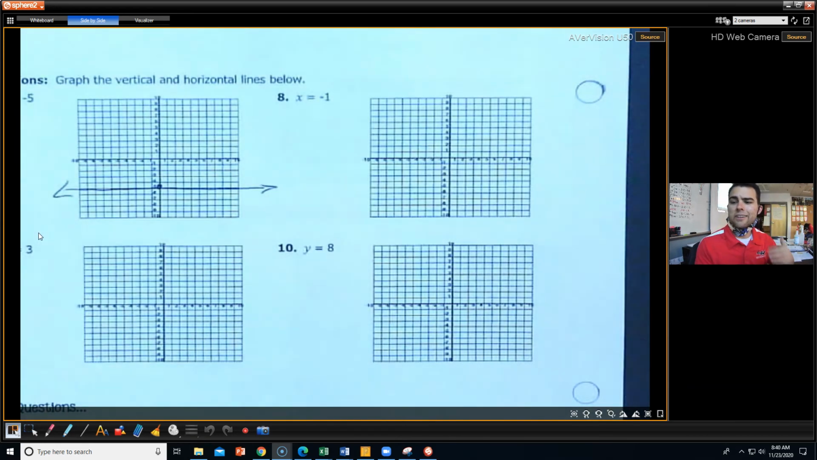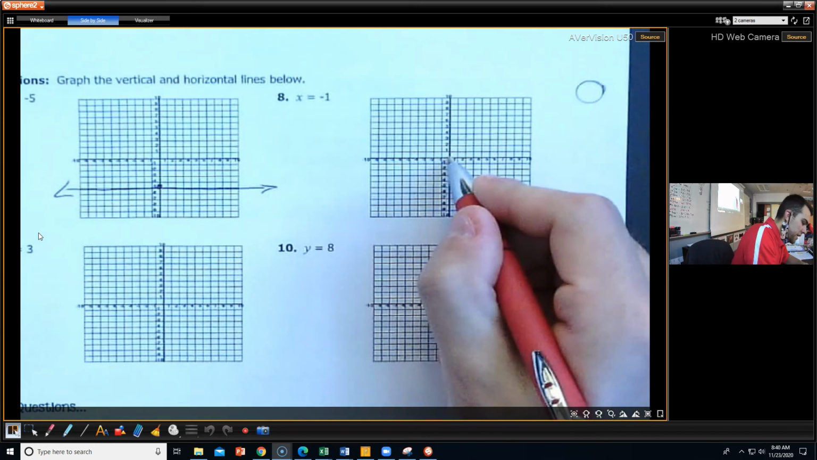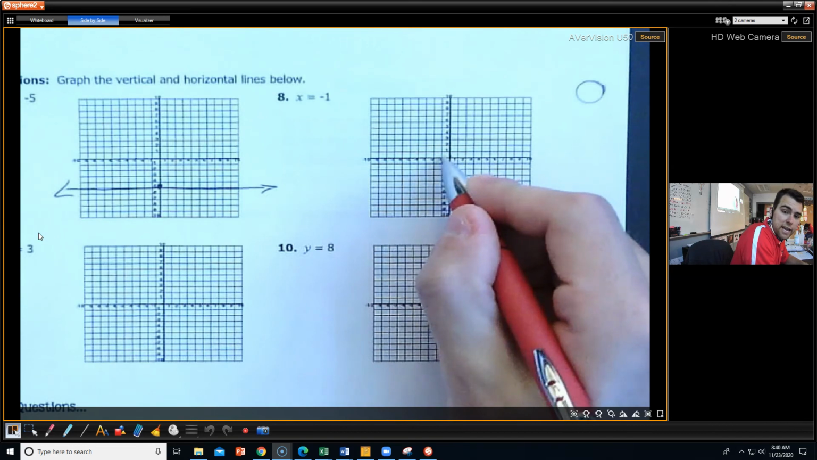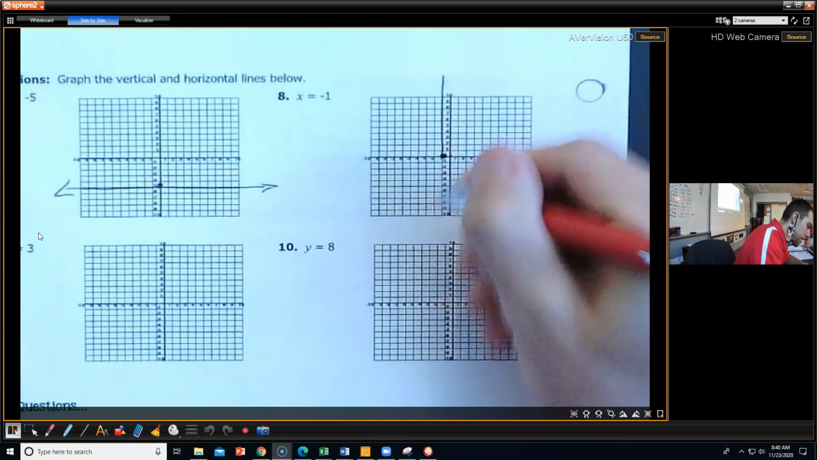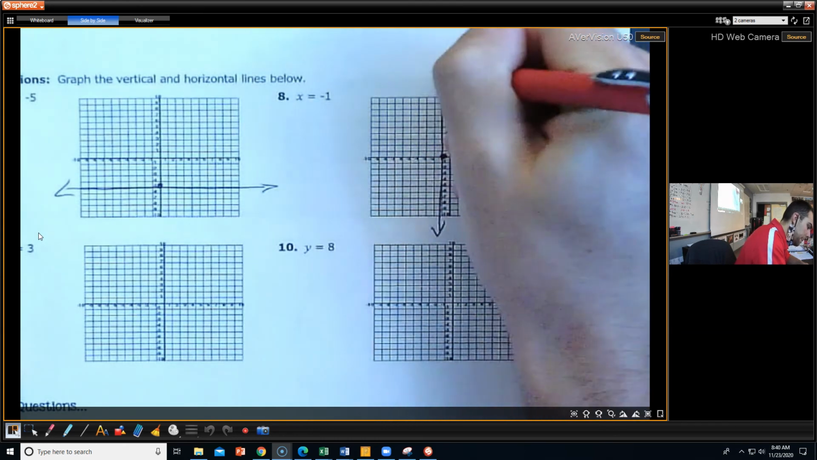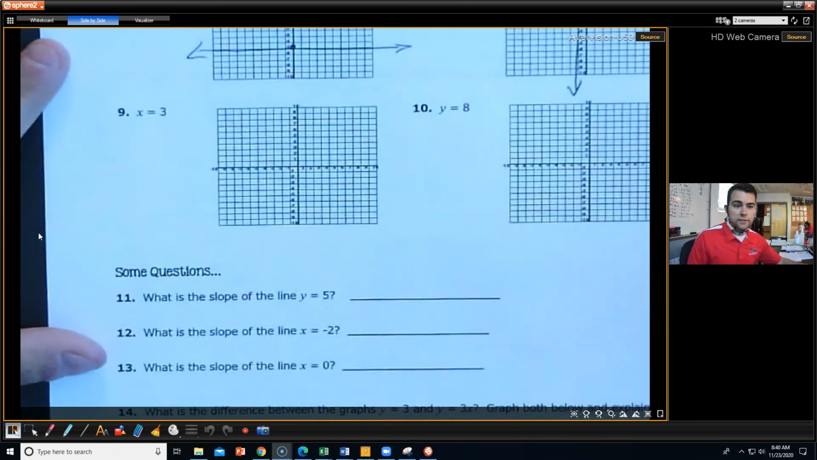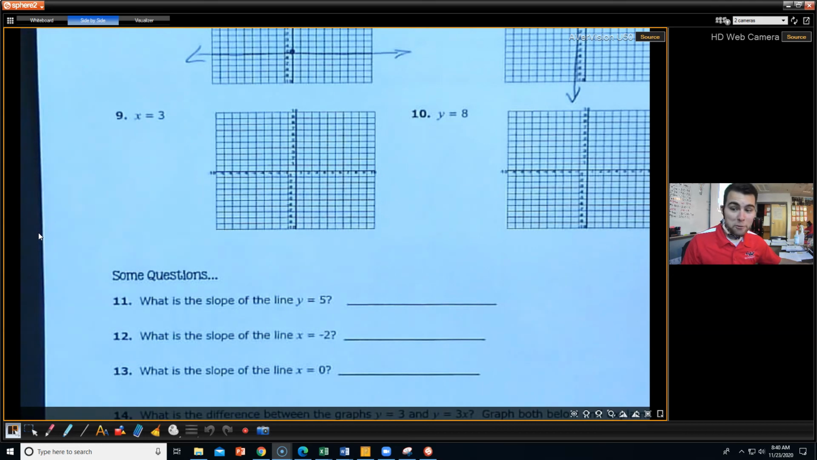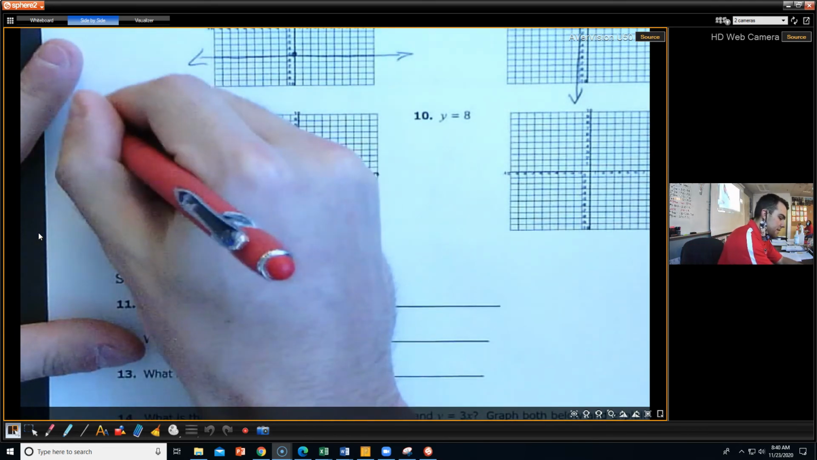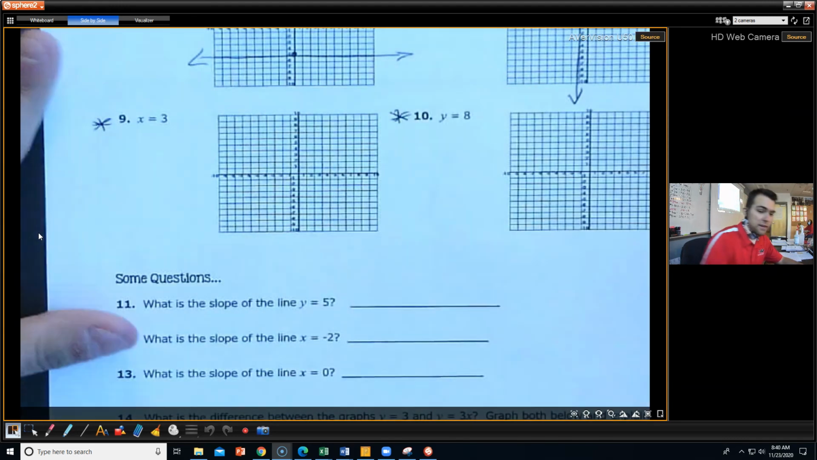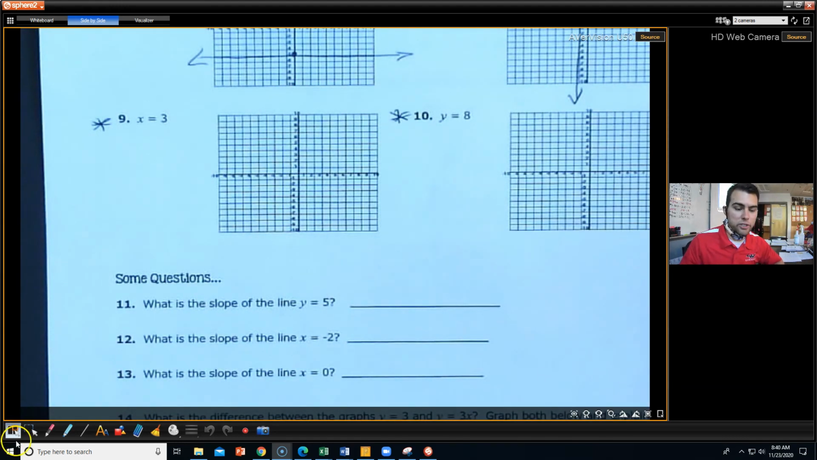Let's try number 8. x equals. It's a vertical line. Okay, and it's x equals negative 1. So I'm going to go over to negative 1 for the x right here. And then boom, I know it's a vertical line, so it's going to go up and down. All right. To end class, well, for the notes that is, I would like you guys to try number 9 and 10 on your own. And pause the video if you're at home, give them a shot. Go. And we're back. You guys like that move?